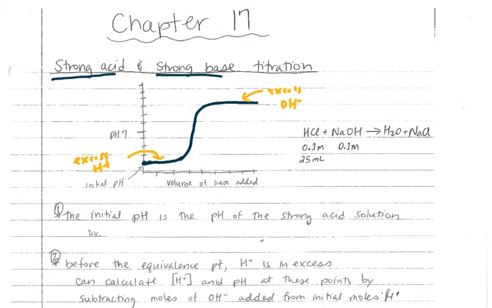And I should say that in this titration, we are using, let's say, 0.1 molar hydrochloric acid. We have 25 mLs of it in our flask, and then we're titrating it by adding sodium hydroxide. And in the end, it will form water and sodium chloride, which is a neutral salt.